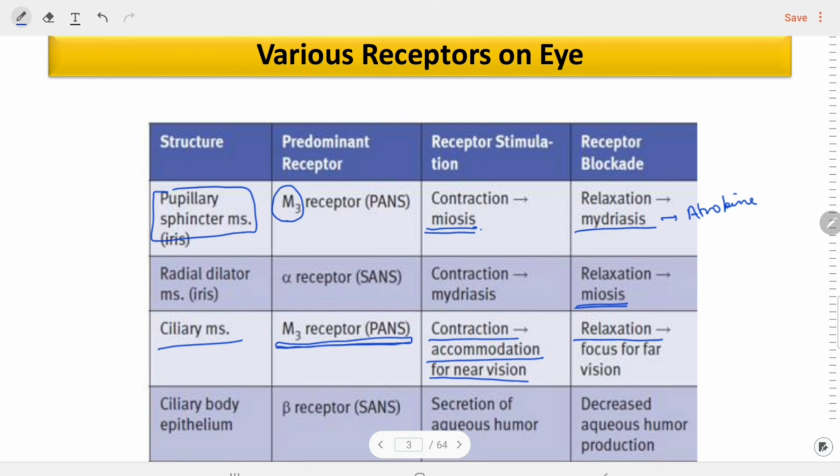Ciliary epithelium has mostly beta receptors, and among the beta receptors mostly beta 2 types are present, although some other receptors are also present, like alpha receptors, mainly alpha 2. The activation of these receptors in the ciliary epithelium, like beta 2, leads to secretion of aqueous humor, and blockade of beta 2 leads to decreased aqueous humor production.